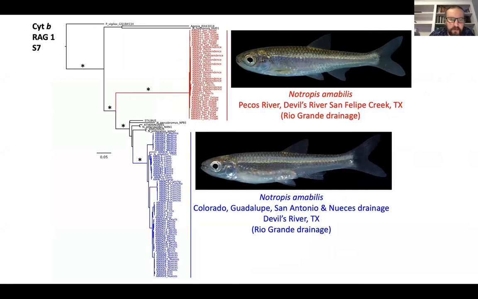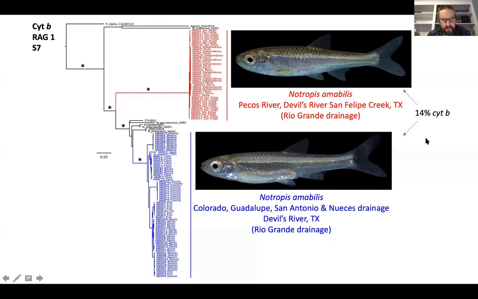And it turned out that what we considered to represent Notropis amabilis was actually two distantly related lineages of minnow. And when I say distantly related, I mean that they're separated by multiple different taxa. They're not each other's closest relatives, and they also exhibit pretty high genetic distance. This is an uncorrected p distance of 14%.